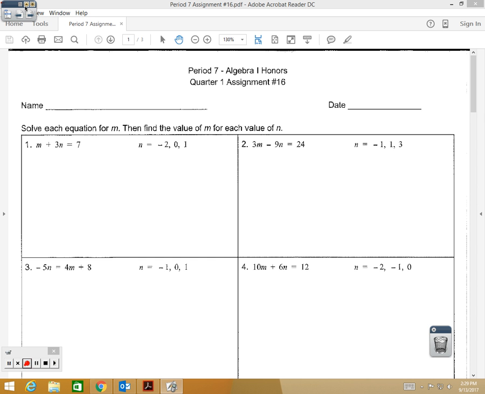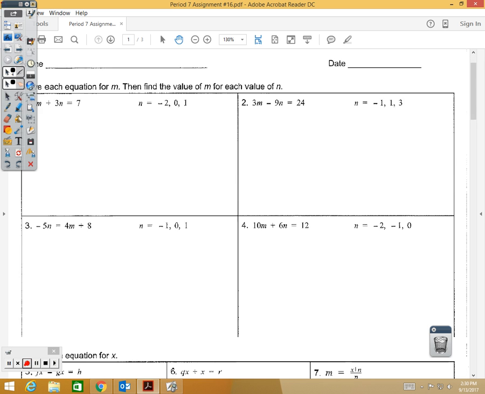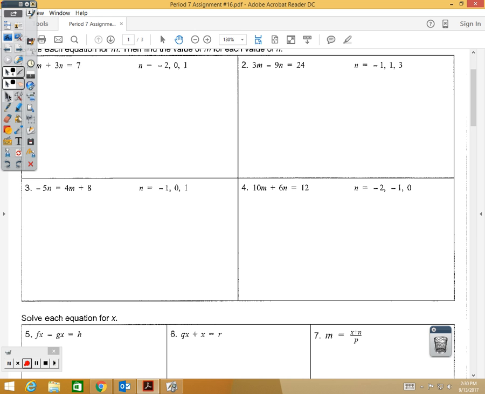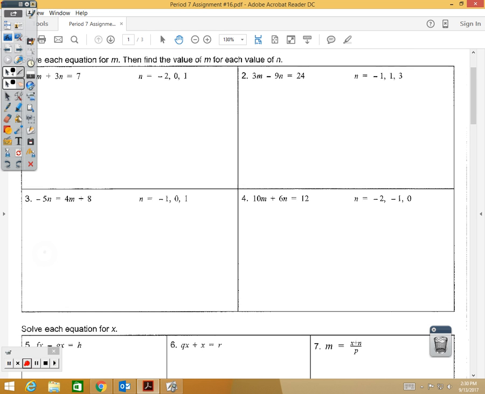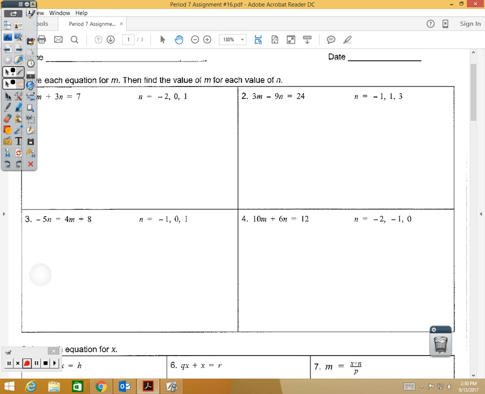So as you can see in problems 1 through 4 here, we have equations that have an m and an n. And the directions say solve each equation for m. That means we want to get m by itself. Then find the value of m for each value of n. So I said if n is, and in each of the problems it's a little bit different, okay?